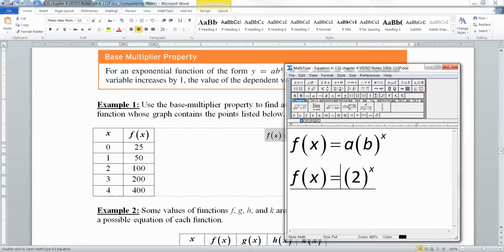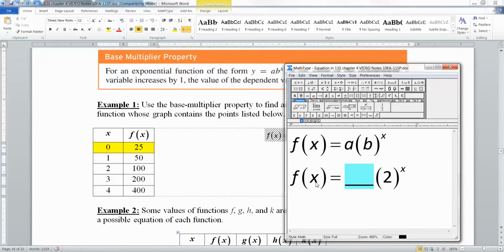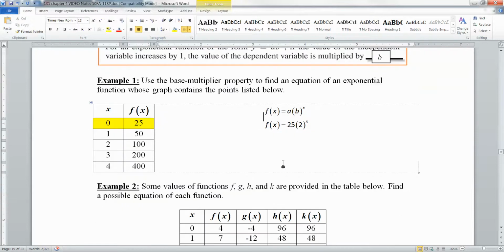But 2 to the x is no good. You need a number in the front, right? And that's the letter a in the formula. Now, what is it? Well, remember, we already learned it, it's the y-intercept. So if you look here, you can see 0, 25 right there. That's the y-intercept. Okay, and that must mean that we have 25 in front because that was our y-intercept.